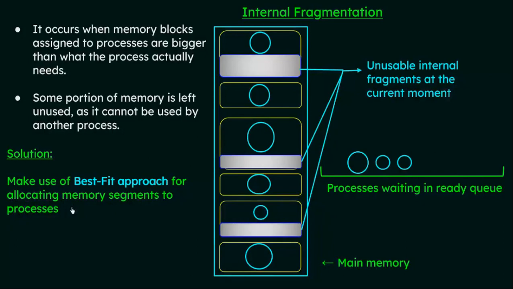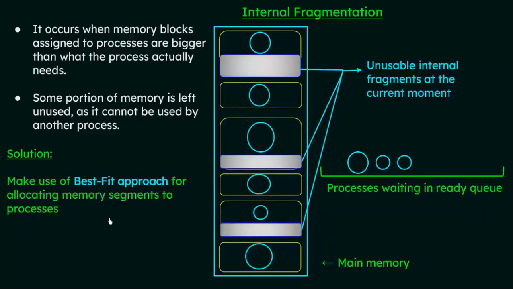If we do that, we will not waste our memory. We will be allocating memory to processes in a very economic way, and hence by following this best fit approach, we will be able to prevent internal fragmentation at least up to some extent. Okay, so that is a solution to internal fragmentation. But what about external fragmentation?